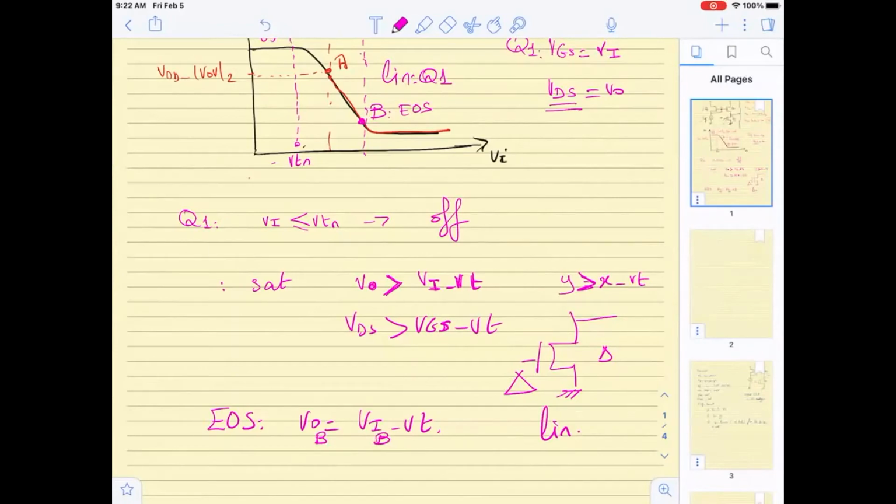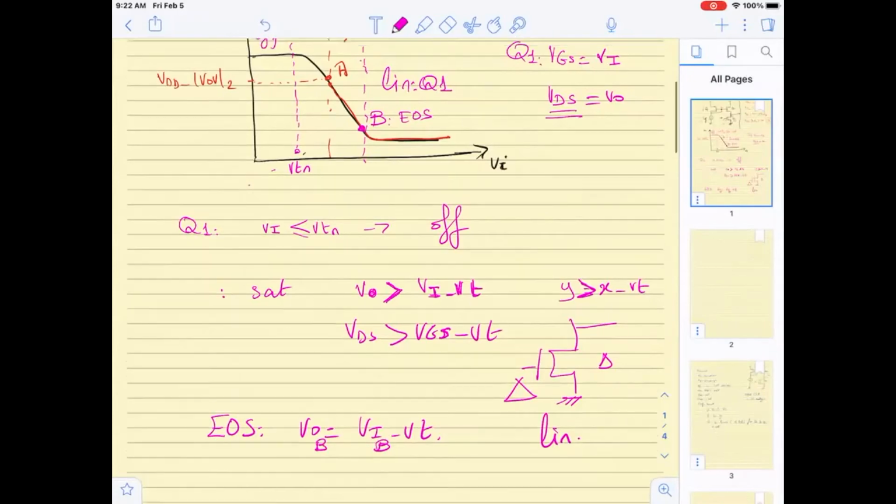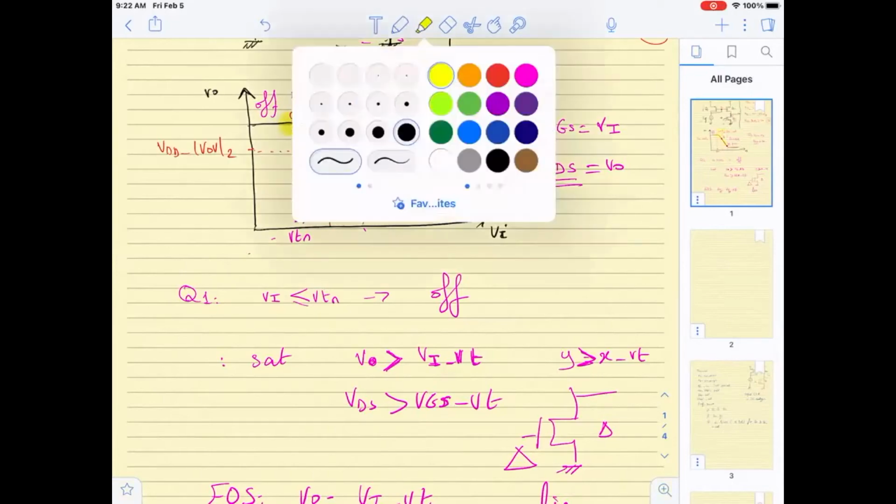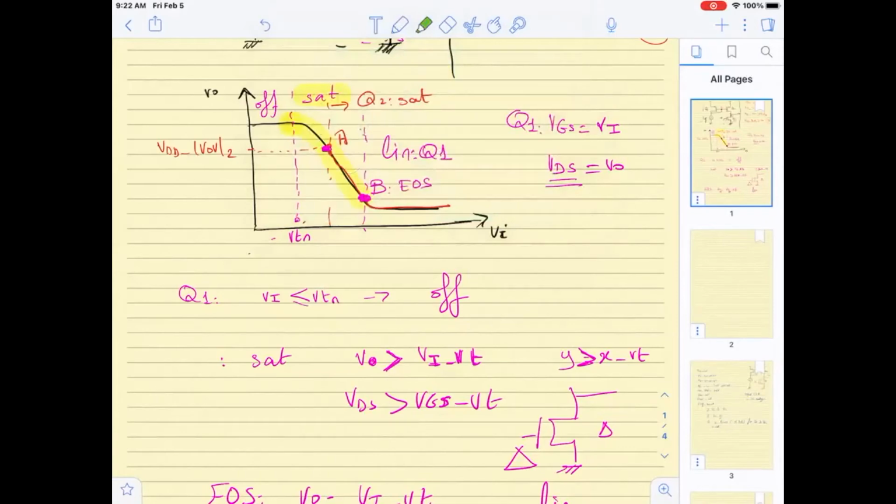So my task is to find when this happens, but first, if we know point B, then which region would we be in? Both of them satisfy saturation. The yellow is where Q1 is in saturation, okay? And the green below point A is where Q2 is in saturation. So where are both of them in saturation?